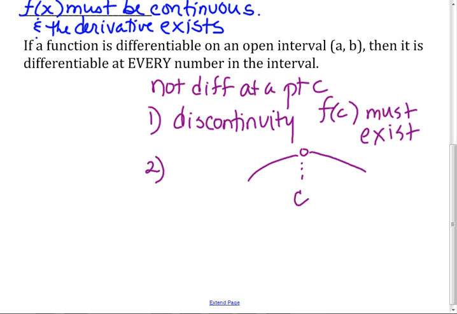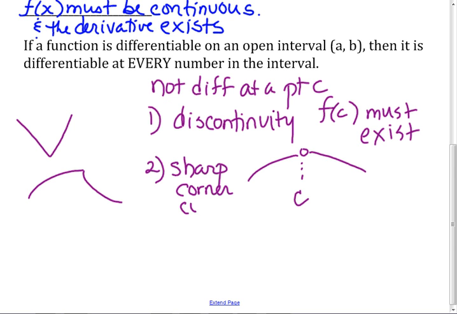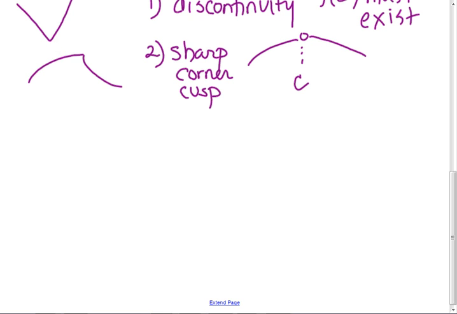What's wrong with absolute value? You're right. Sharp corner. Now, last year, they broke this into two kinds, sharp corner and also a cusp. A cusp would look something like this, maybe like a wave. But to me, it's a sharp corner. And that's okay. Just recognize either way, that's a problem. Anytime the slope changes abruptly.